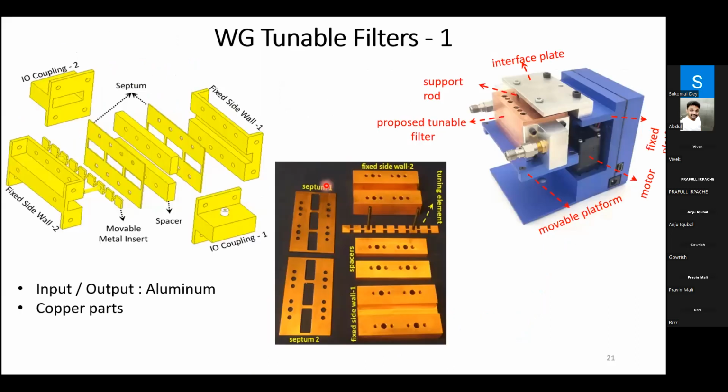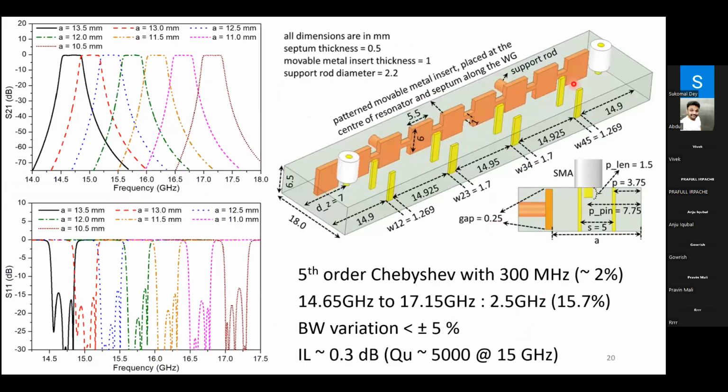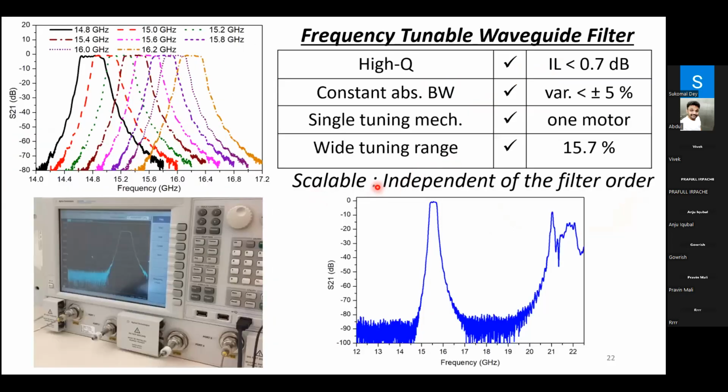We demonstrated it for a 5th order bandpass filter. It can be designed for a 10th order bandpass filter or a 12th order bandpass filter with a single tuning element. So the design procedure remains identical. It doesn't change with the order of the filter. The design methodology is independent of the order of the filter. So we can use a single tuning element to realize higher order filters also.